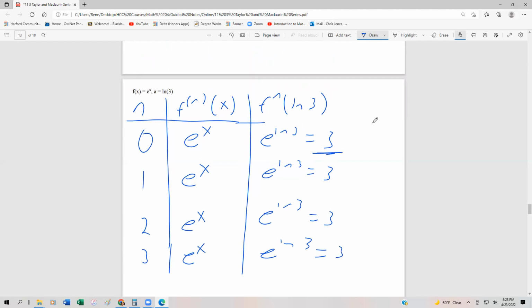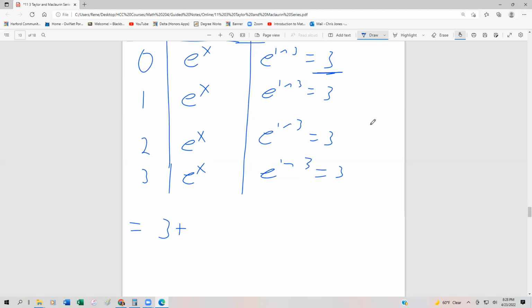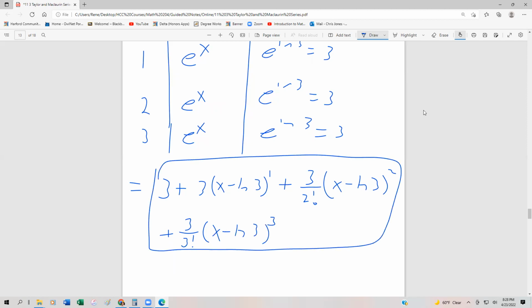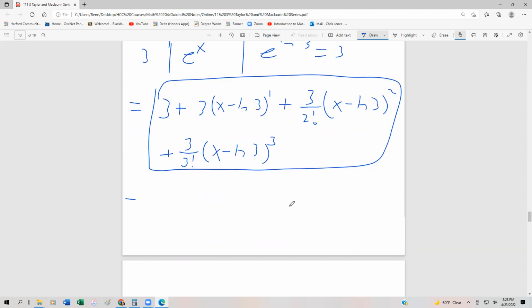become a non-zero term, plus 3 times (x minus ln of 3) to the first, plus 3 over 2 factorial times (x minus ln of 3) squared, and then finally plus 3 over 3 factorial times (x minus ln of 3) to the third power. Okay, and of course we could factor the 3 out if we really wanted to and rewrite this. But again, this is the first 4 terms. All right, so this is term 1, 2, 3, 4, the first 4 non-zero terms.